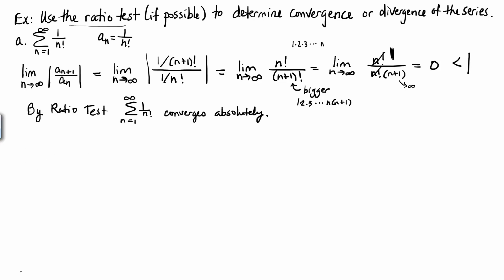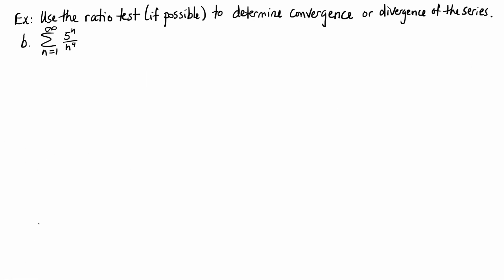Okay, let's look at another one. Here we have, it looks a little unclear there, the series n equals 1 to infinity of 5 to the n over n to the 4th power. When you have exponential expressions, you might try the ratio test, but in this case we're telling you we want to do that. So that means you have to identify your a sub n, which is 5 to the n over n to the 4th, definitely non-zero terms.